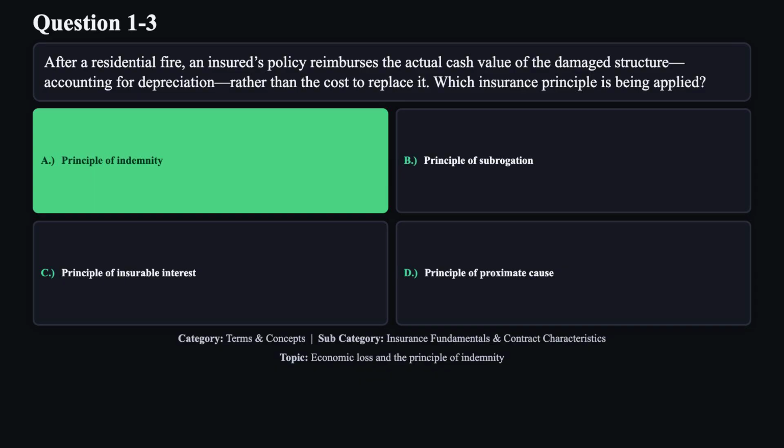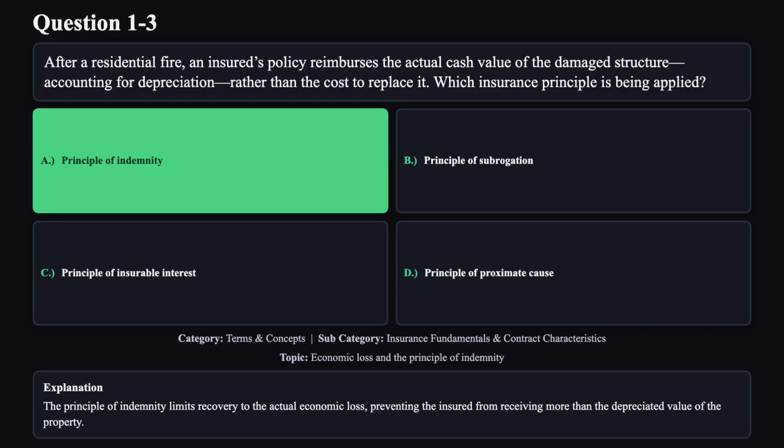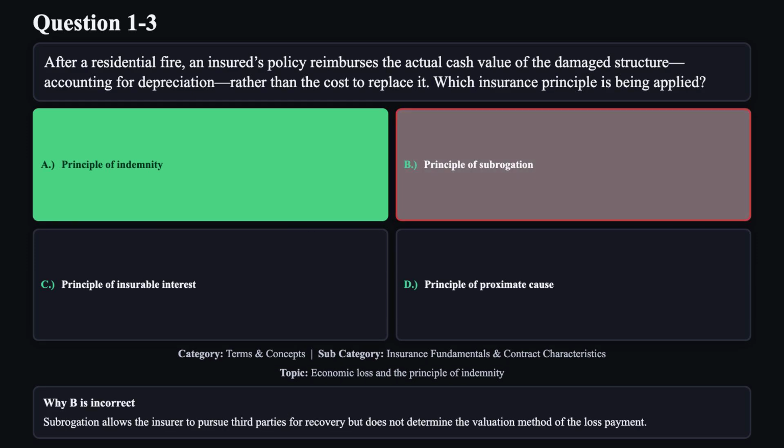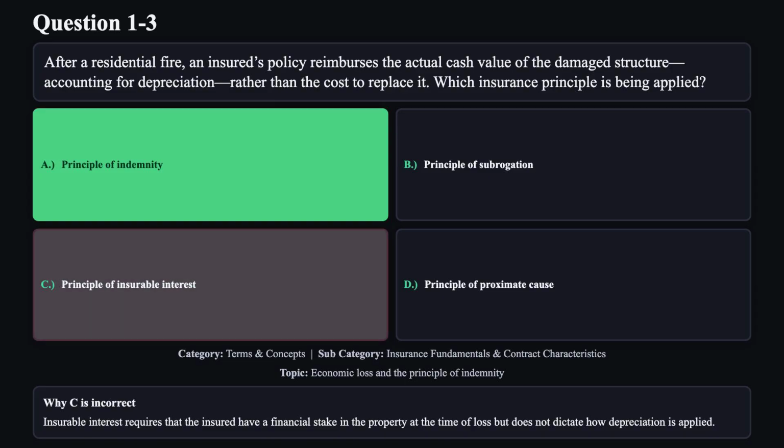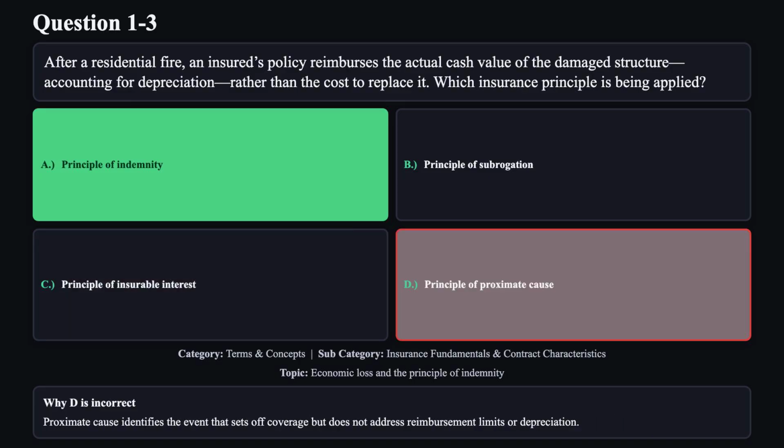The correct answer is A. The principle of indemnity limits recovery to the actual economic loss, preventing the insured from receiving more than the depreciated value of the property. Reason B is not correct. Subrogation allows the insurer to pursue third parties for recovery, but does not determine the valuation method of the loss payment. Reason C is not correct. Insurable interest requires that the insured have a financial stake in the property at the time of loss, but does not dictate how depreciation is applied. Reason D is not correct. Proximate cause identifies the event that sets off coverage, but does not address reimbursement limits or depreciation.